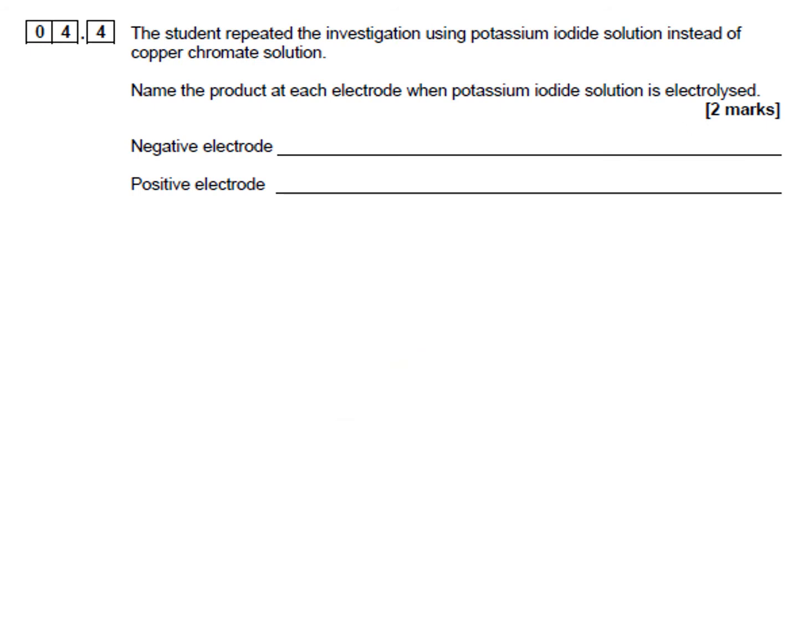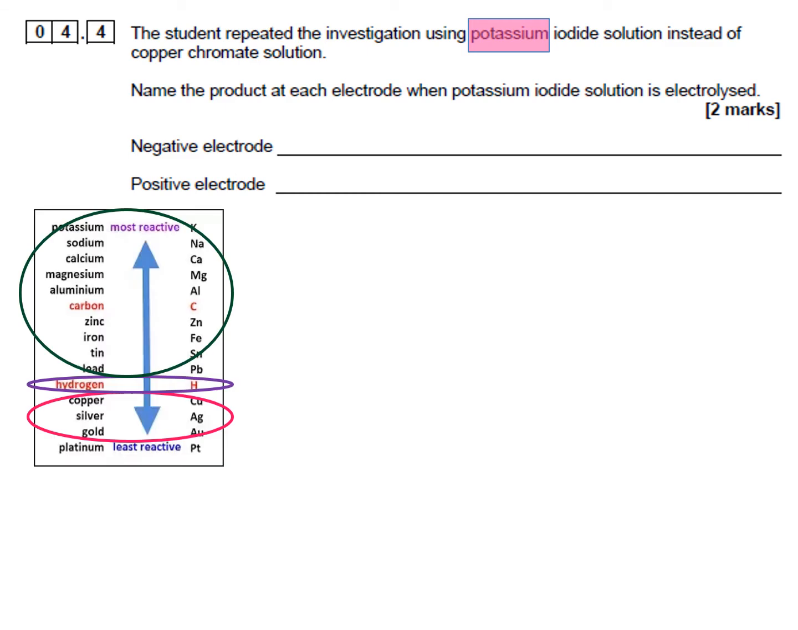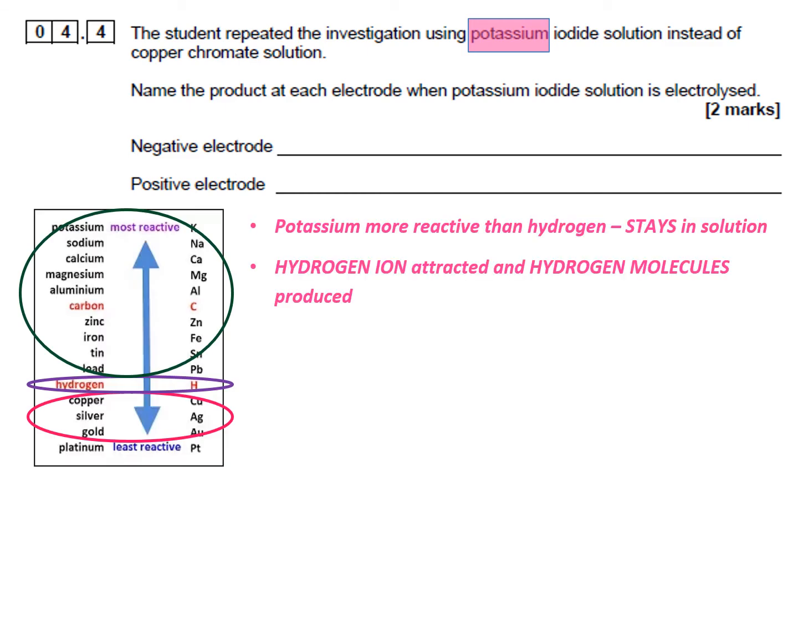The student repeated the investigation using potassium iodide instead of copper chromate. Name the product at each side. Now remember, it's still a solution. Think back to those rules we've done. At the negative side, we'll see our positive ions. Because it's potassium, potassium is too reactive, more reactive than hydrogen, so we would see hydrogen being produced.